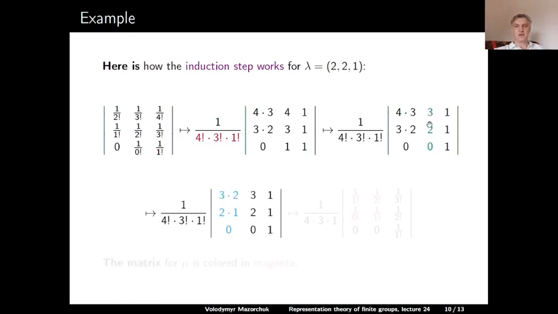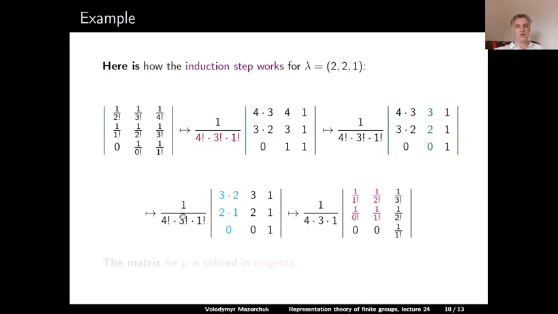So next, we have to multiply this penultimate column by minus 2 and add it to the third column from the right. So the only change will be in the third column from the right, and instead of 4 times 3, we will have 3 times 2, and instead of 3 times 2, we will have 2 times 1. So this will be the new determinant.